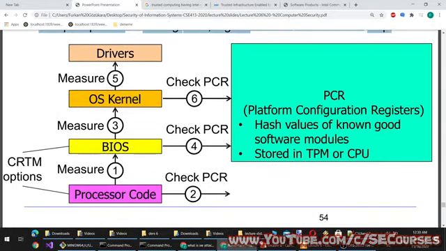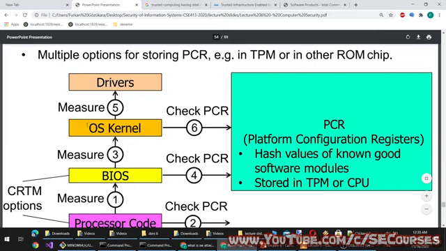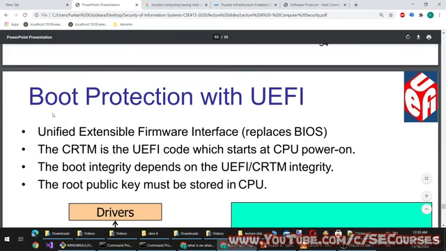Okay, so there are CRTM options. It checks processor code, measures, checks PCR; BIOS, measure, check PCR; OS kernel, check PCR; measure drivers, PCR. Platform configuration registers hold hash values of known good software modules stored in the TPM or CPU.